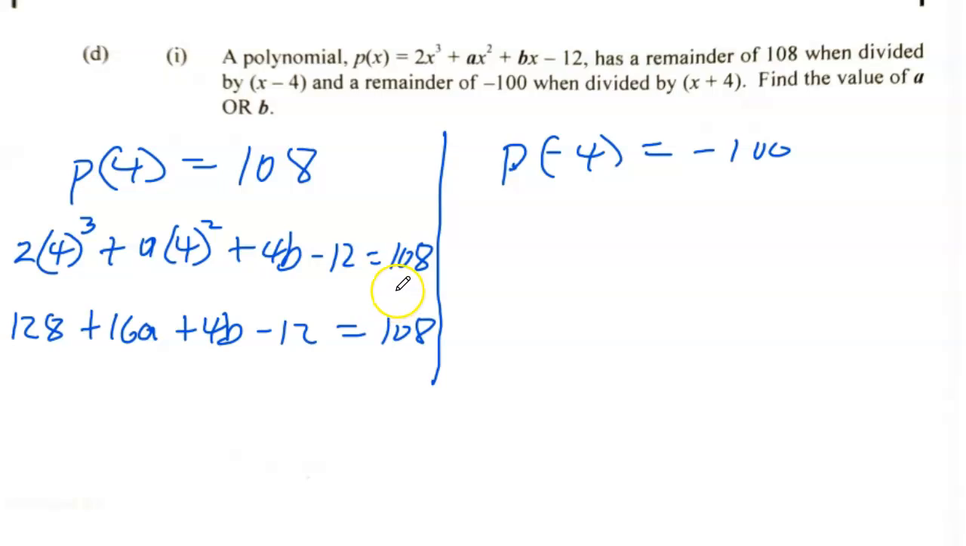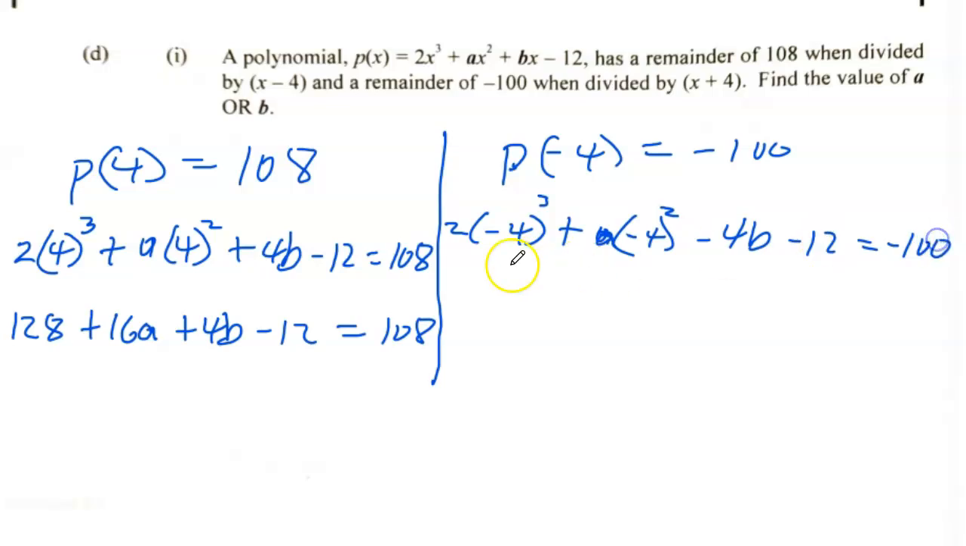Alright, and on the other hand, we are told that p of negative 4 should give us negative 100. So this time we're going to replace x in the same polynomial with minus 4, so that's 2 times minus 4 cubed plus a times minus 4 squared, and then b times x, that's minus 4b, minus 12, equal to negative 100. Let's see if we can simplify this. This is negative 128.